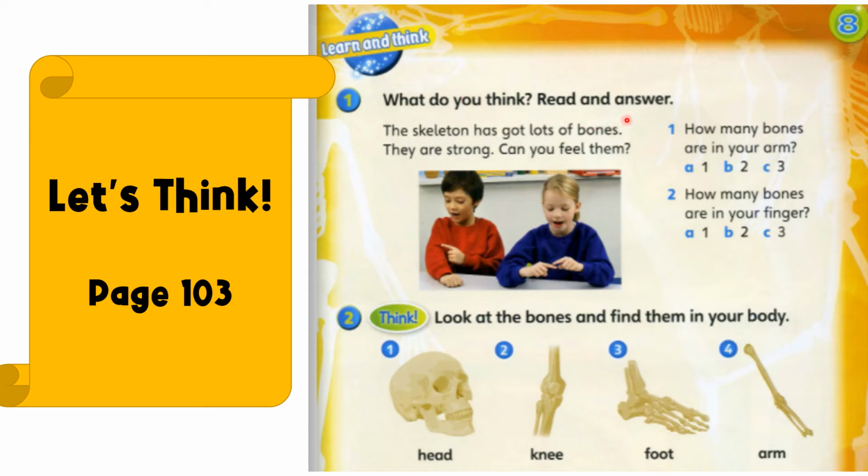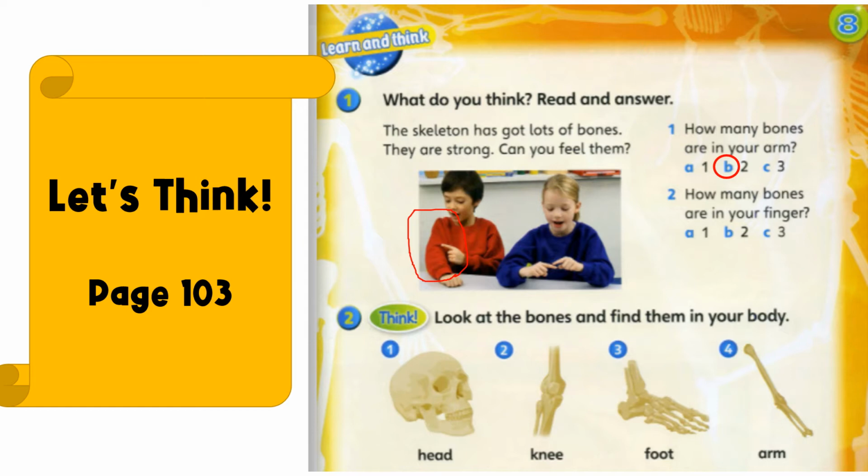Read and answer. The skeleton has got lots of bones. They are strong. Can you feel them? Okay, so question number 1. How many bones are in your arm? Okay, so which one is arm? Can you show me? Yes, very good. This is our arm. Lengan. So, how many bones are in your arm? Can you feel it now? Very good. The answer is 2.